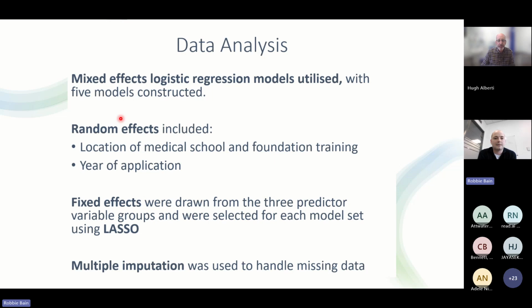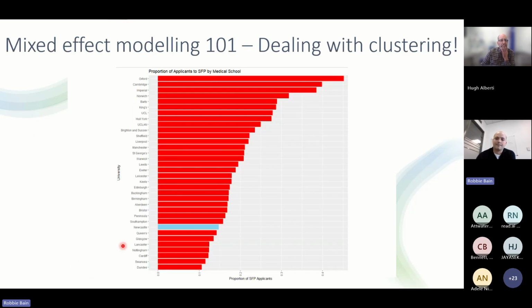So basically that was asking, logistic regression is saying a binary outcome, and our outcome here was: did you go into the SFP or did you not go into the SFP? We controlled for medical school and the year of application through random effects. And then we also used something called multiple imputation, and I'm going to talk a little bit about that for handling missing data.